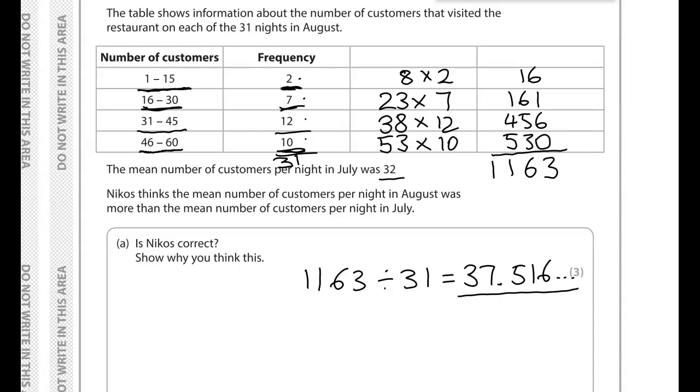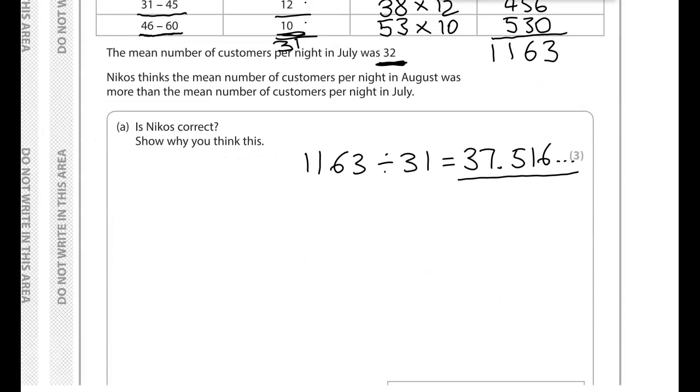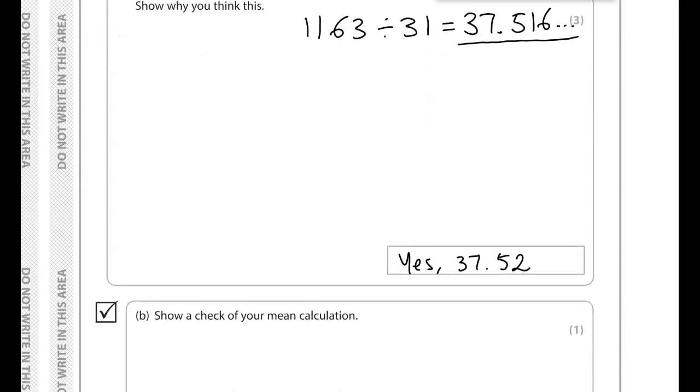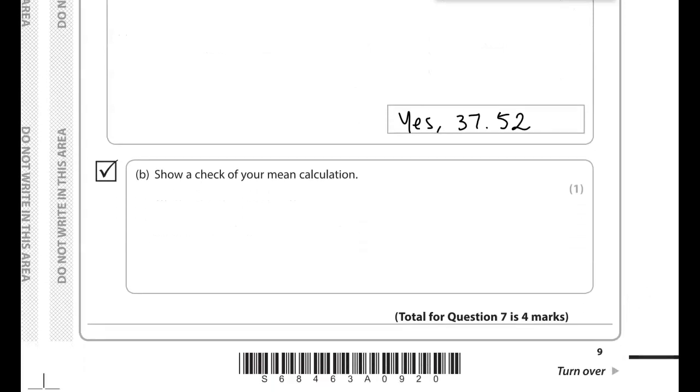And Nikos thinks that the mean number of customers per night in August was more than the mean number of customers per night in July. And that is correct, because 37.516, that is greater than 32. So we're going to say yes, 37.52. Let's just round it to 2 decimal places. It's not going to make any difference. In fact, it would be good to round it to 38, given that we're talking about people, but it's not going to make any difference in terms of the marks you get.